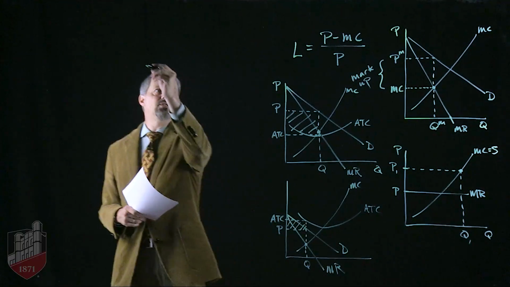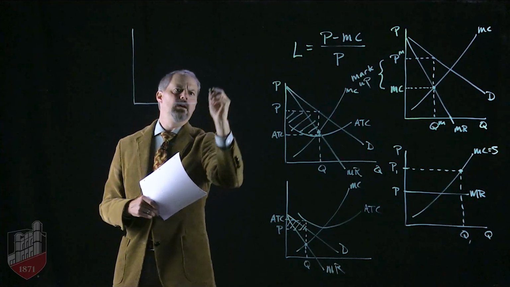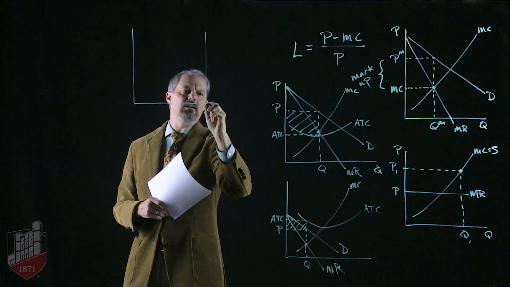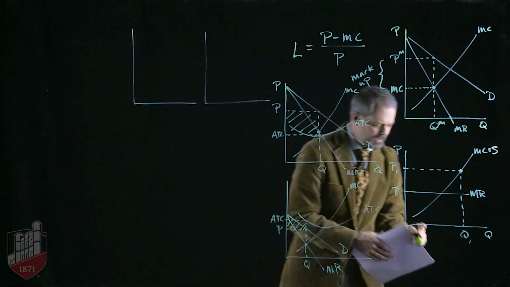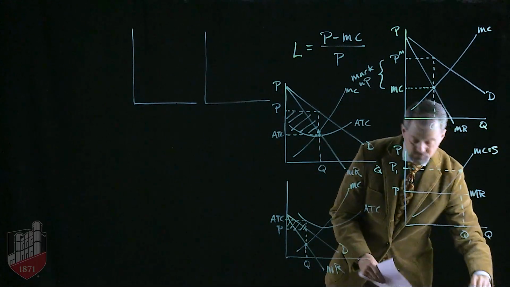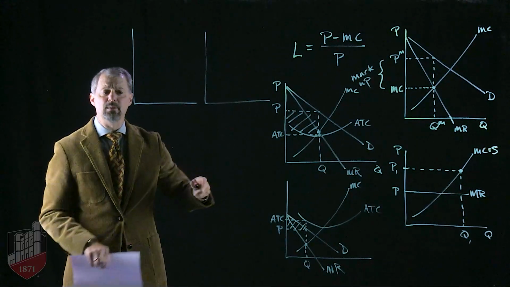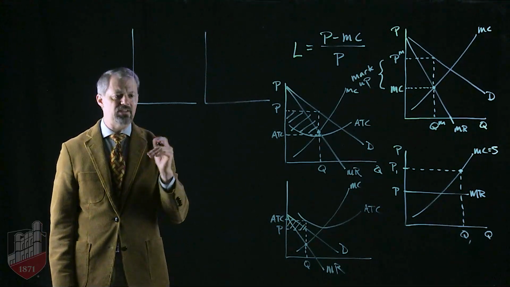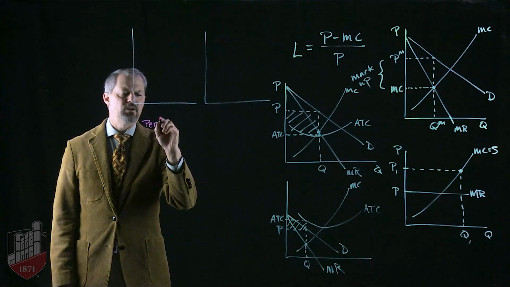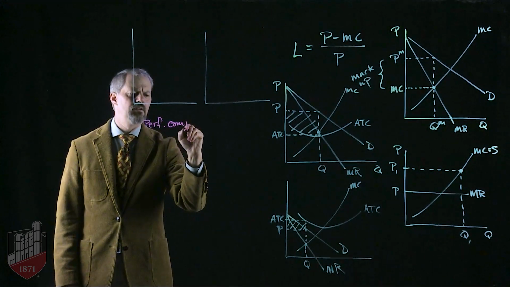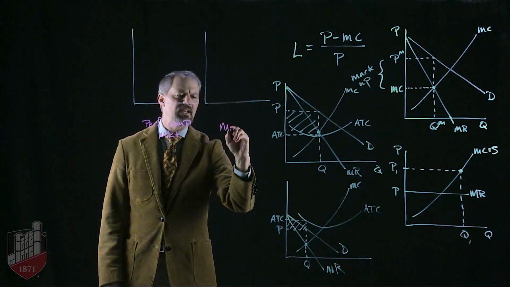So let's do a picture where we've got a perfectly competitive firm here and then a monopoly here. So I'm going to label this as a competitive firm. Actually, let's label it as a competitive market because that's what I actually want to look at. So this is a perfectly competitive market. And then this is going to be a monopoly.